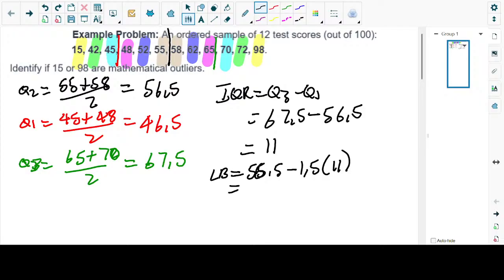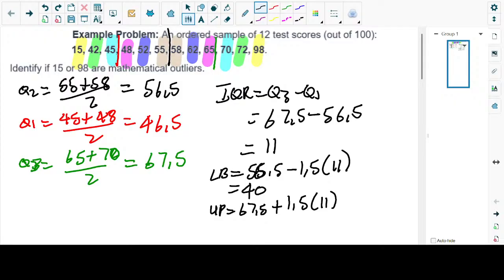56.5 minus 1.5 multiplied by 11. The lower bound is 40. Okay, now we're going to find the upper bound, which is UP, University of Pretoria. We're going to have 67.5 minus... plus. Oh, this one is a plus. How did I get this thing of minus 1.5 multiplied by 11?